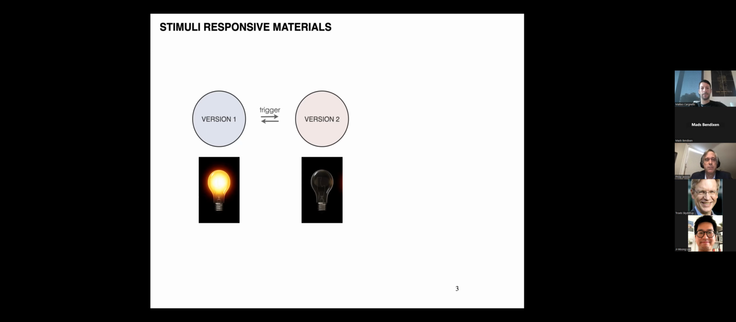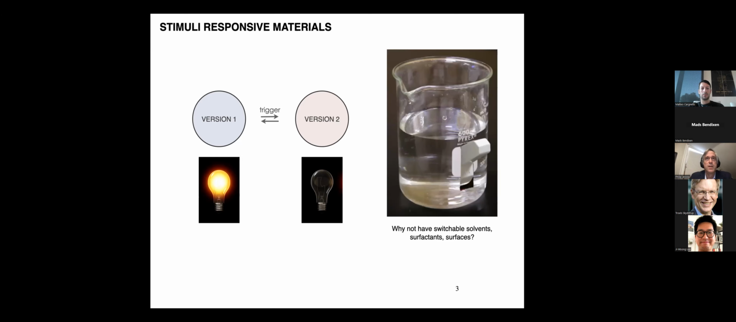I've moved on from switchable solvents since that time, but the idea is the same with my research. Can we have materials change their properties whenever we want them to? And can we have that happen in a way that makes a process or a product more energy efficient or more efficient in material usage? And so why can't we have switchable solvents, switchable surfactants, switchable surfaces?